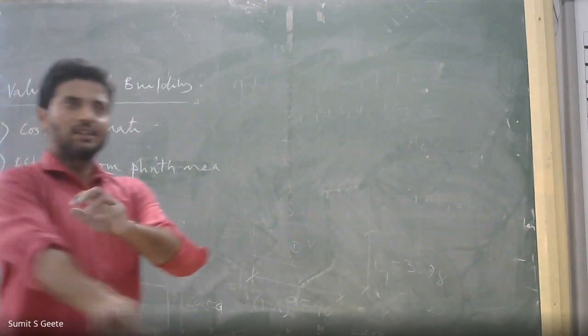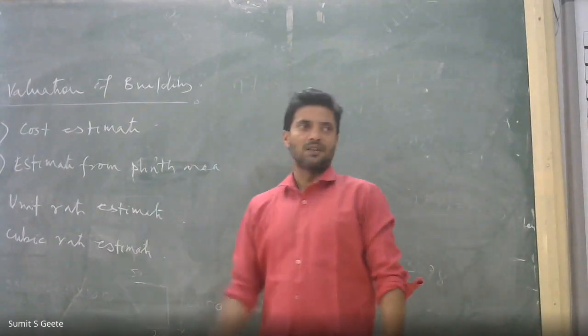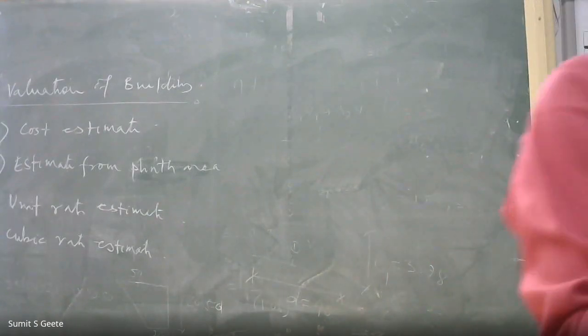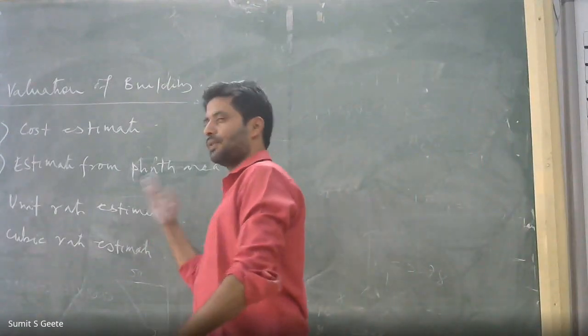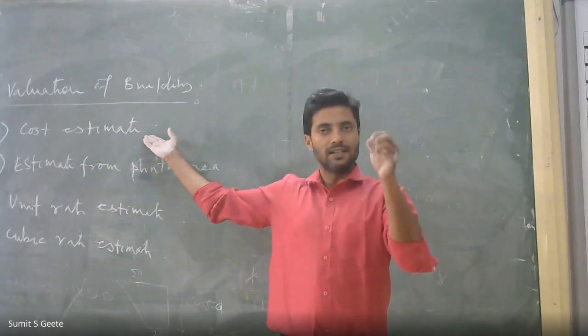Estimate from the land area, cubic rate estimate, and cost estimate. This is already been done. We can find out the land area, then we multiply by the rate and we get the cost of that particular building, that is estimated cost. Unit rate means what is the rate of construction. Nowadays, the rate of construction varies from 1200 per square feet to 1500 per square feet. So that is the unit rate of construction. If you know the construction area, the build-up area, simply multiply by that rate and you will get the estimate. So therefore, this is unit rate estimate. Clear?